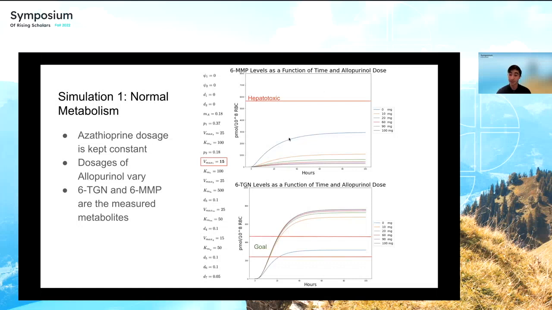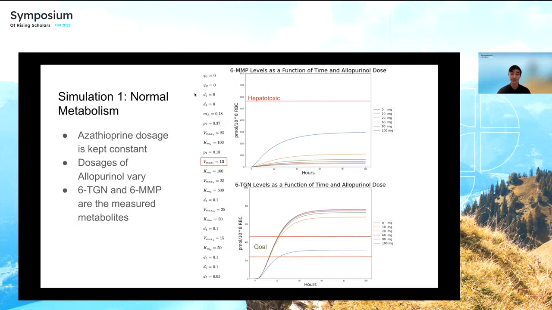And so each curve in here corresponds to a different dosage, and the dosages are in the legend here. And what we're actually measuring are 6-TGN and 6-MMP. Recall that 6-TGN is a therapeutic metabolite and 6-MMP is the hepatotoxic metabolite. And the red lines show the thresholds for where we want those metabolites to be. So for 6-TGN, we want it between these 2 red lines. And for 6-MMP, we want it below the red line.